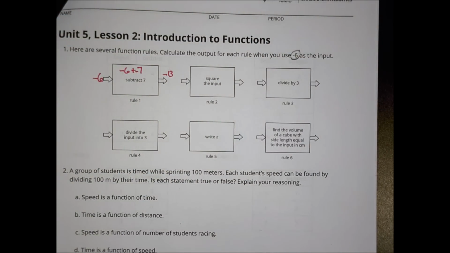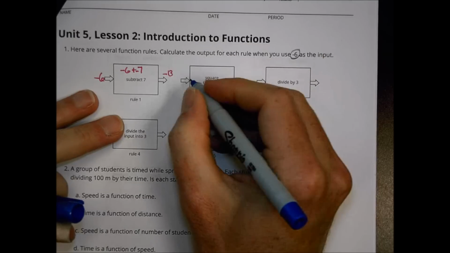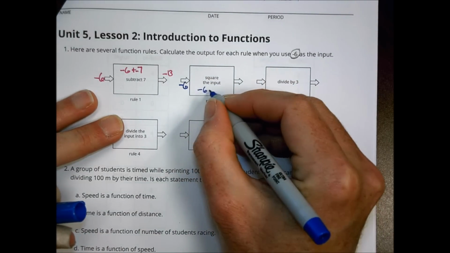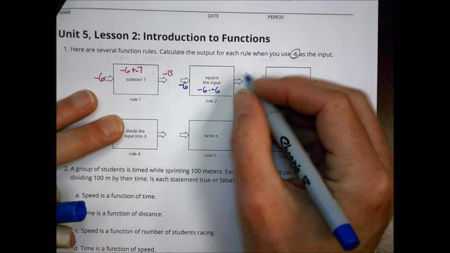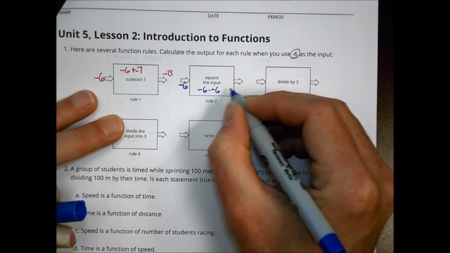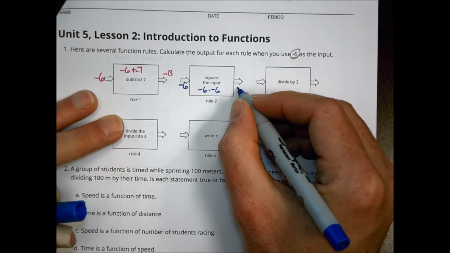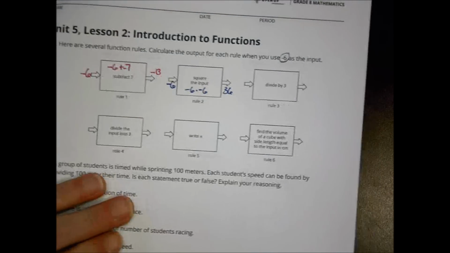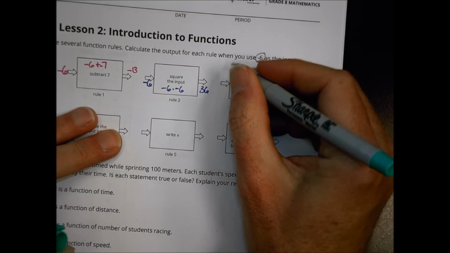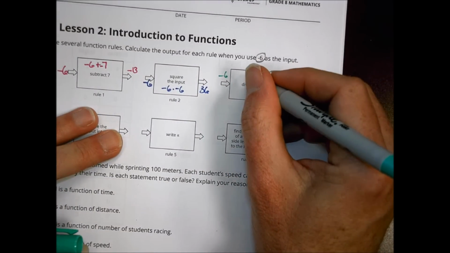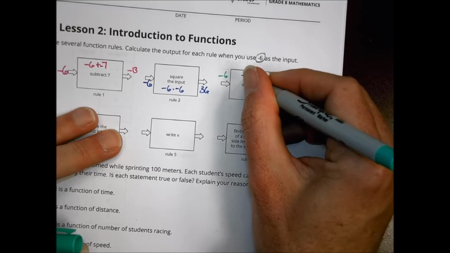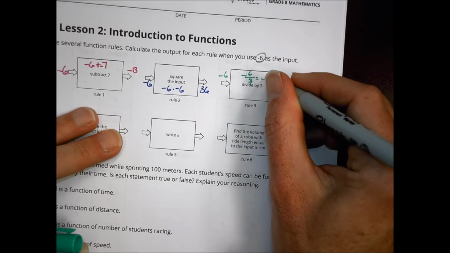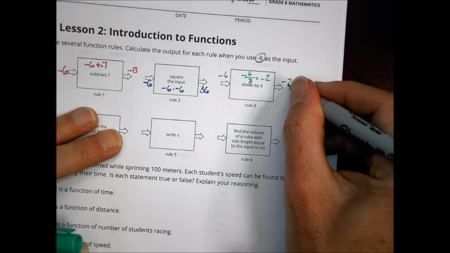For the second one, I have a -6. Right, I put a -6 in, and I squared the input. So -6 times -6. 6 times 6 is 36. A negative times a negative is a positive, so I end up with 36 for rule number 2. Rule 3. I have a -6. I divide by 3. So I have -6 divided by 3, and that reduces down to a -2 for my output, -2.